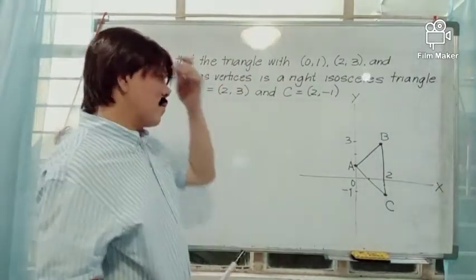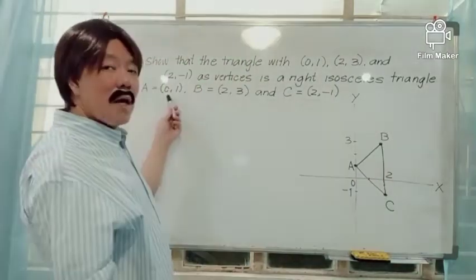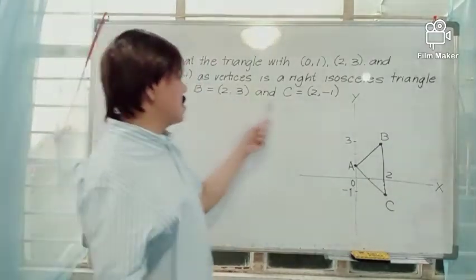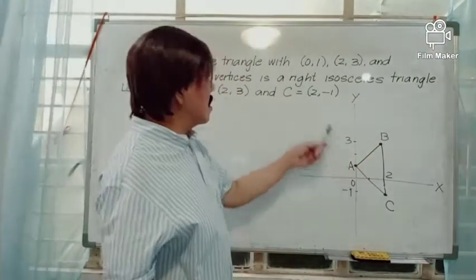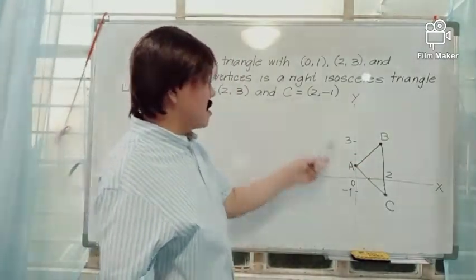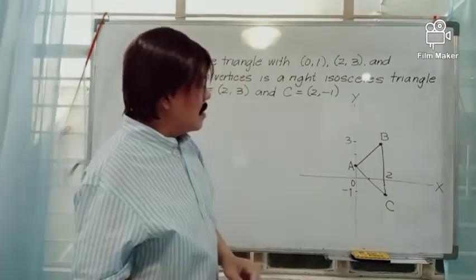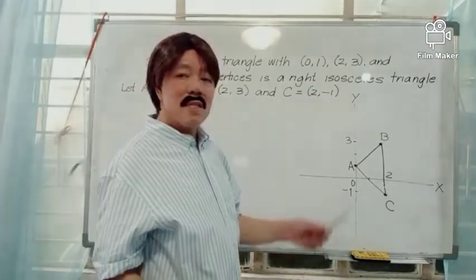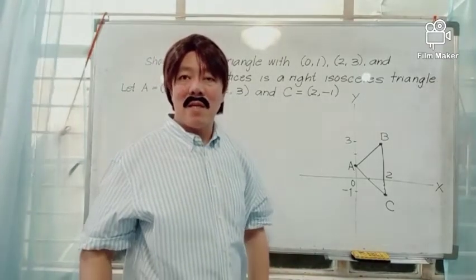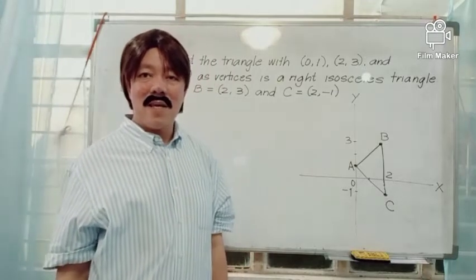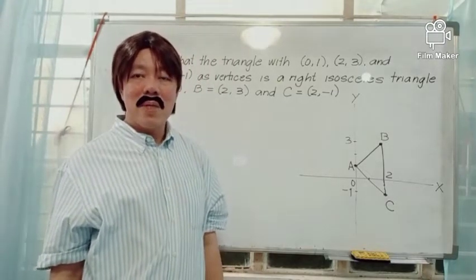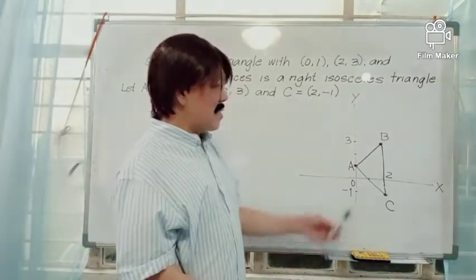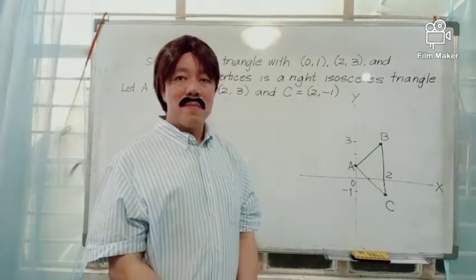That's the triangle with vertices at point A (0, 1), point B (2, 3), and point C (2, negative 1). We have to show that this is a right isosceles triangle: two of its sides are congruent. That means the lengths of these two sides of this triangle are equal.